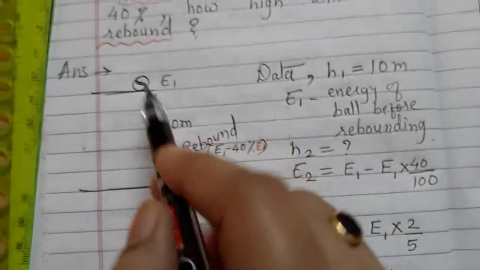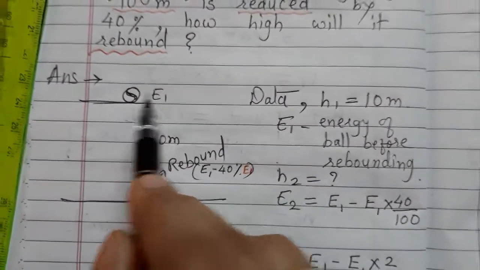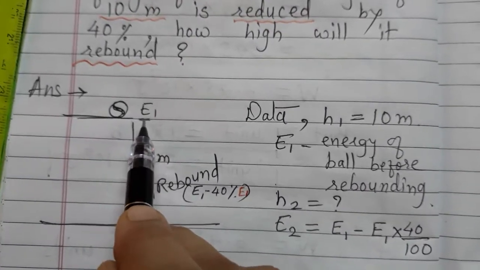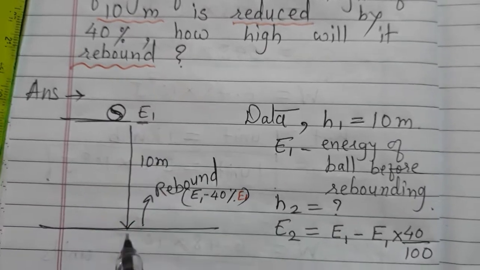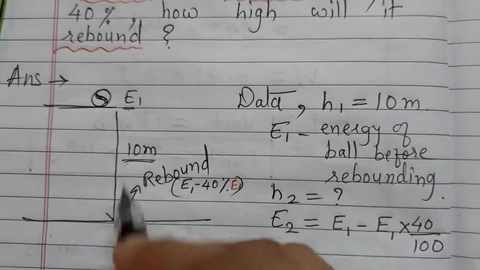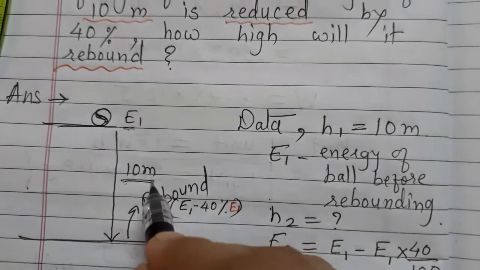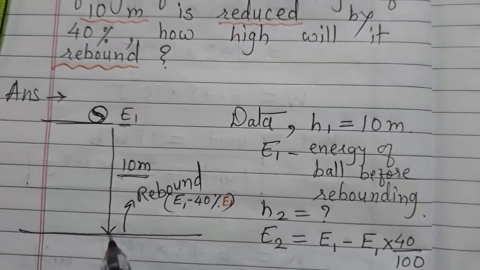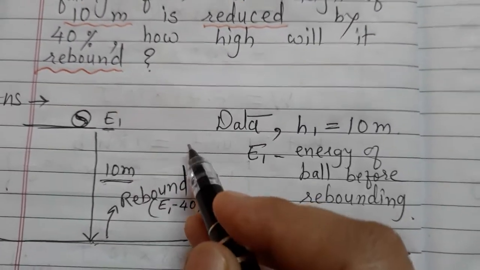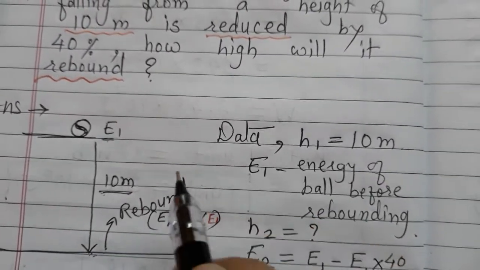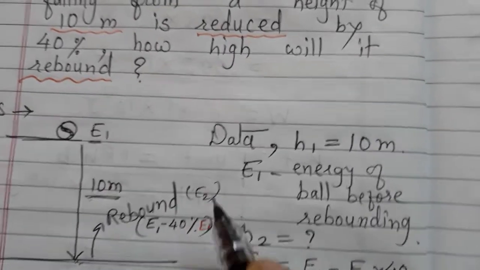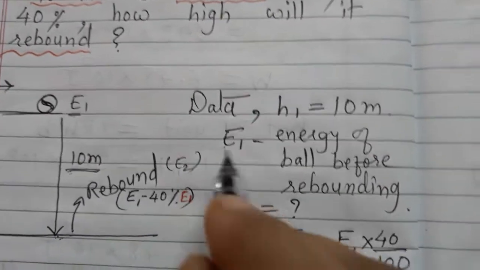So the ball is there and the ball has the initial energy. The potential energy of that ball is E1. It falls down up to the 10 meter. So this is the height of the ball, 10 meter. It hits the ground and after hitting again it will bounce back. So that is the rebound and that energy is E2. At the time of rebound the energy will be E2.